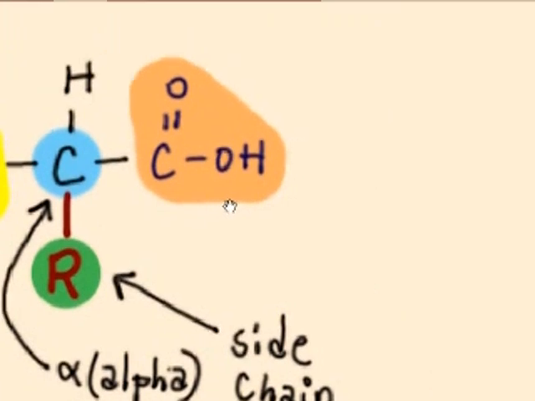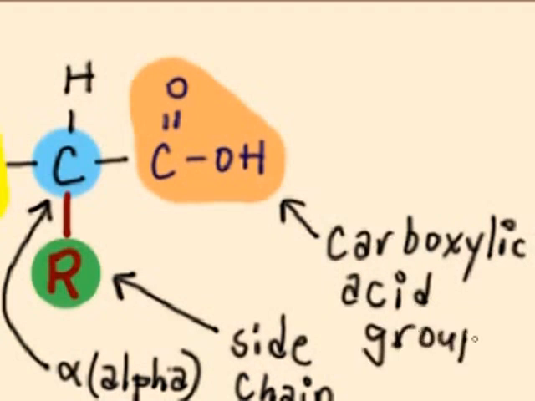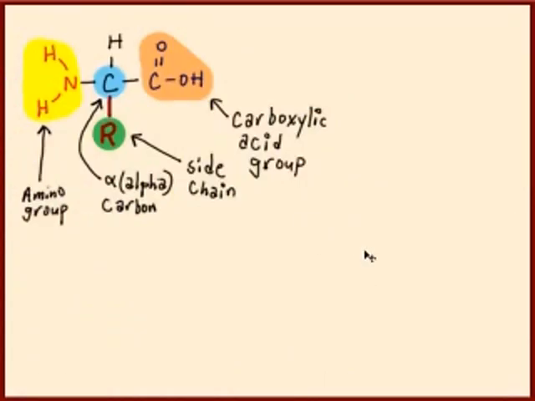And the last part of the amino acid here is the carboxyl group, or the carboxylic acid group. I'm going to call it the carboxylic acid group, and that'll become obvious in just a second. Many textbooks call this the carboxyl group, the carboxylic acid group. And so these are the different parts of an amino acid.